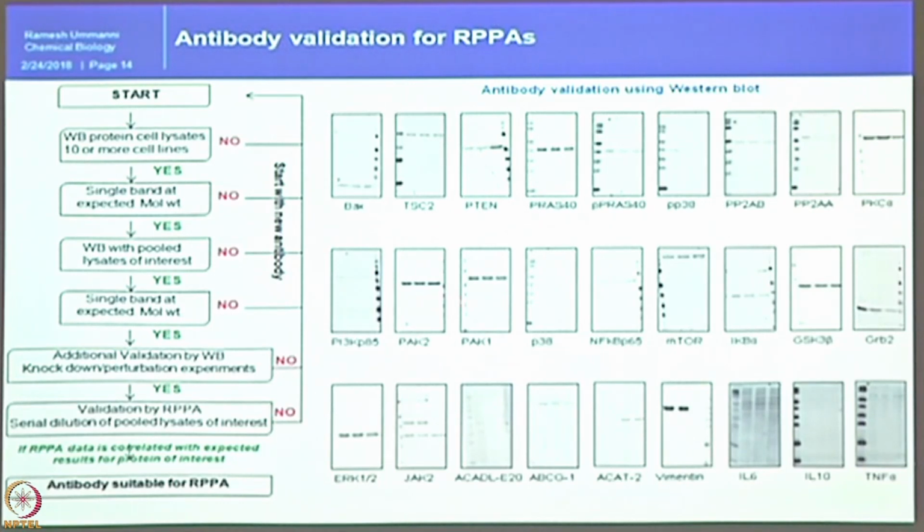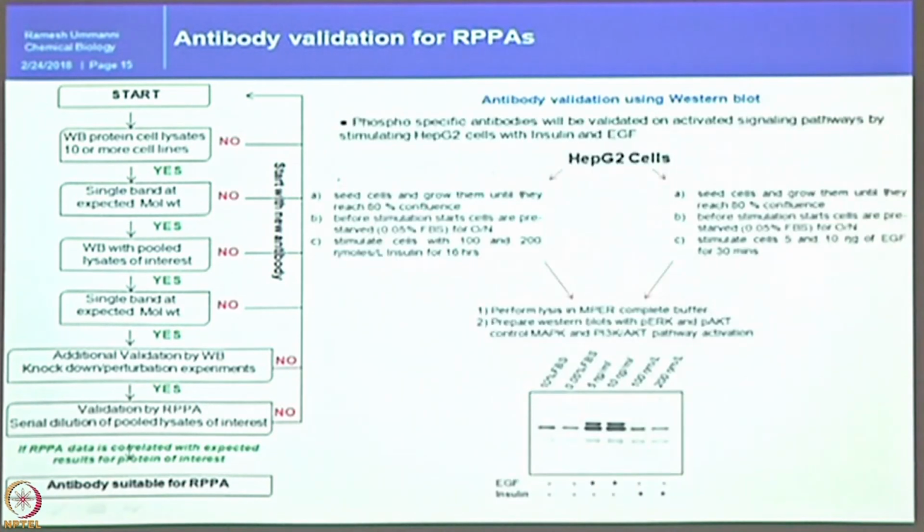So, you can see that if you have a single band here directly, if it is yes, then we will proceed to this pipeline here. Once we reach this step, we need to follow additional steps. This kind of antibody, we will discard at the first step itself, we do not spend any time, and we will directly buy another antibody.